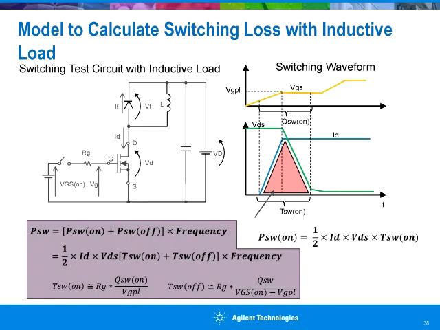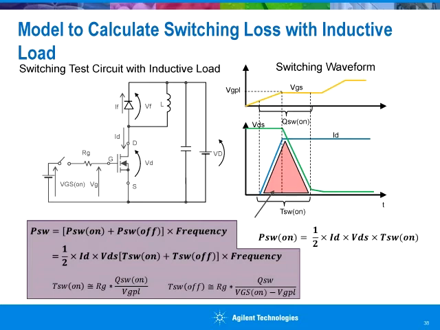So next is the switching loss. Switching loss is the power loss caused by the drain voltage and the drain current. If the switching time is very short, there is no power loss during the switching. But an actual device has a certain switching time, so there is power consumption. This is a simplified circuit diagram of a switching test system with inductive load.